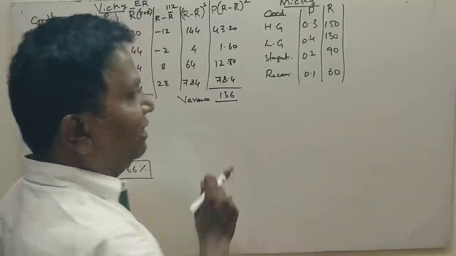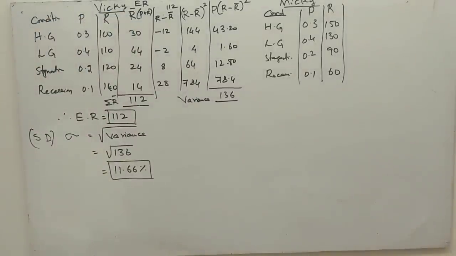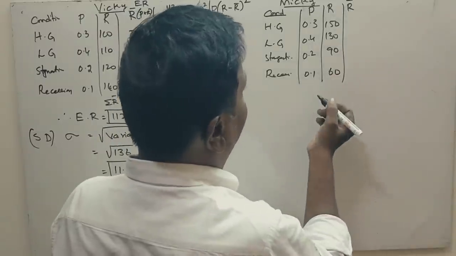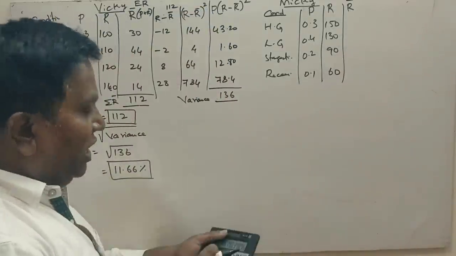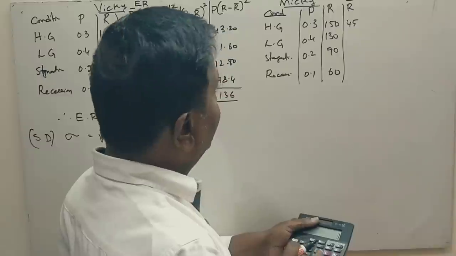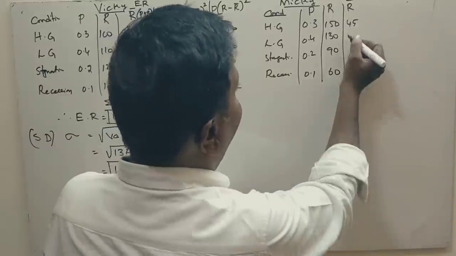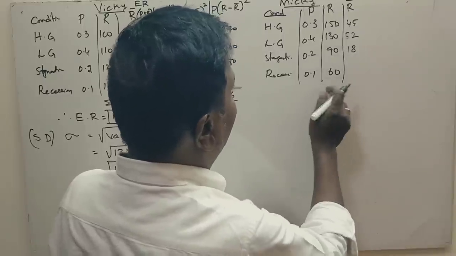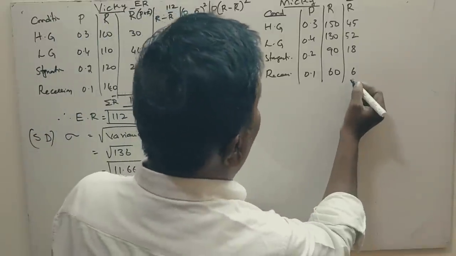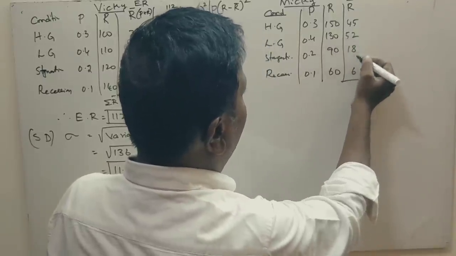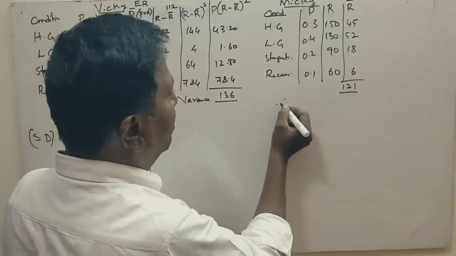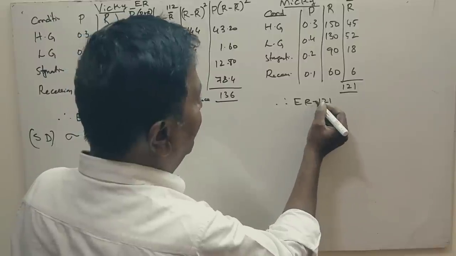Similarly, we have to calculate the expected rate of return for Mickey and the standard deviation. Now again, we calculate R dash. R dash is nothing but P into R. So 150 into 0.3 is 45. 130 into 0.4 is 52. This is 18. This is 6. 60 into 10% is 6. Now let us find out the total: 121. So therefore, expected return is 121%.